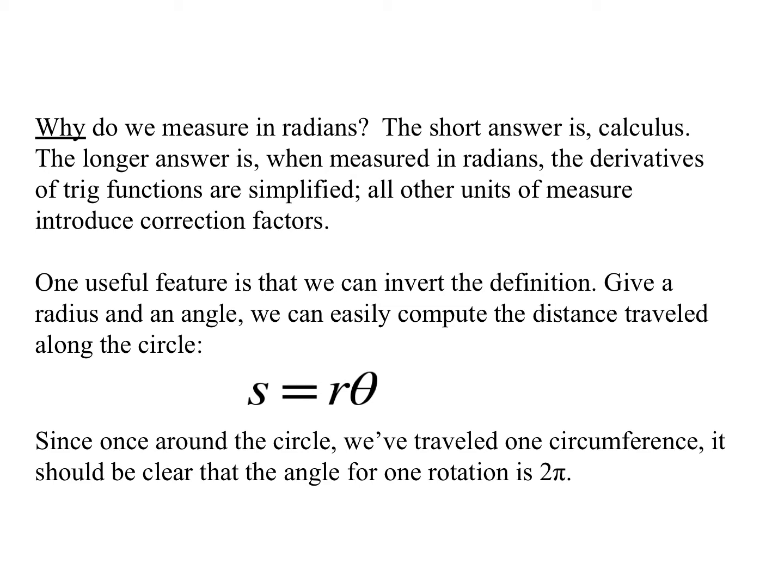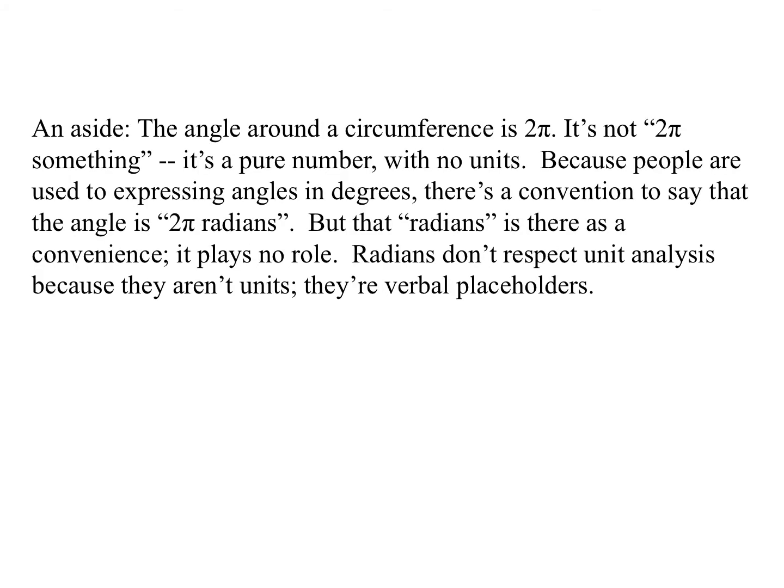One useful feature of radian measure is that we can invert the definition. Given a radius and an angle, we can easily compute the distance traveled along the circle. We can find the arc length as r times theta. Since once around the circle we've traveled one circumference, it should be relatively obvious that theta once around is the circumference, 2 pi r, divided by r, or 2 pi. In other words, going around the circle once increases your angle by 2 pi.